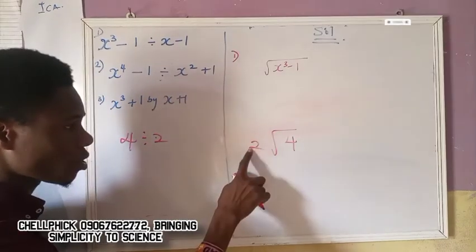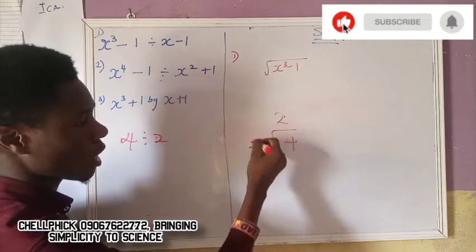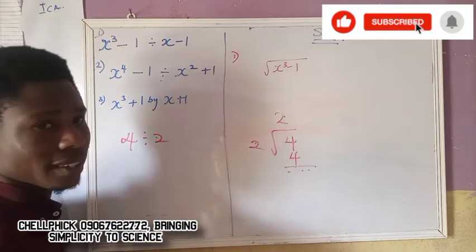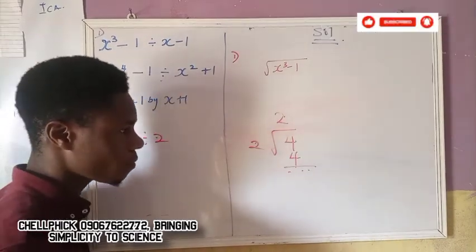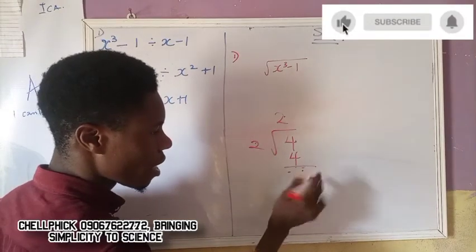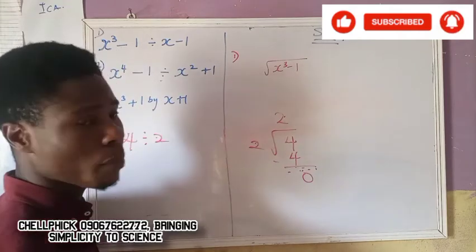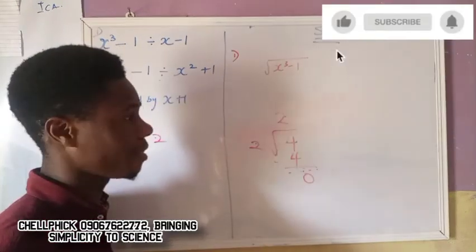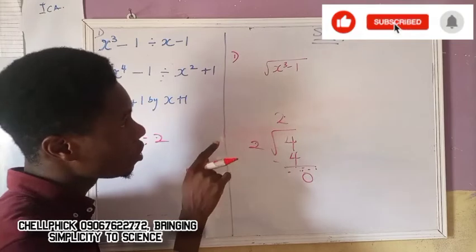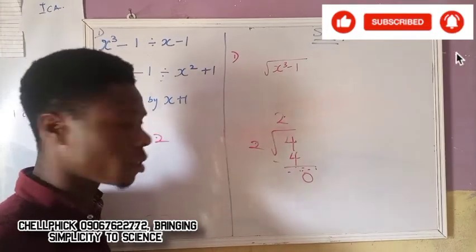Just like the normal way, you ask yourself, how many 2s can you see in 4? 2. 2 times 2 is what? 4. That's the end. Look at it. We said this is the end because why? If you do 4 minus 4, what is it? 0. Now, that will prompt me to introduce particular terms and terminologies that are used in polynomial long division.